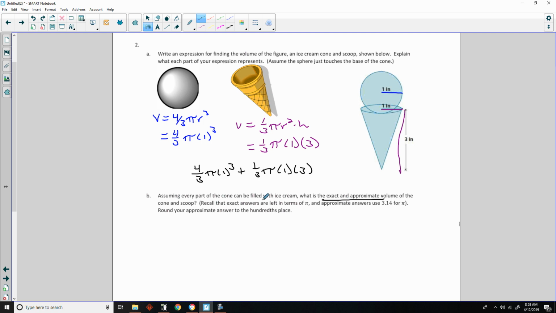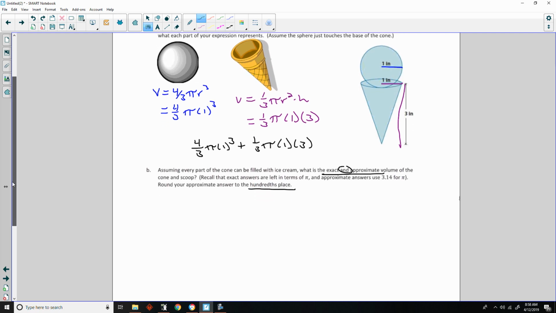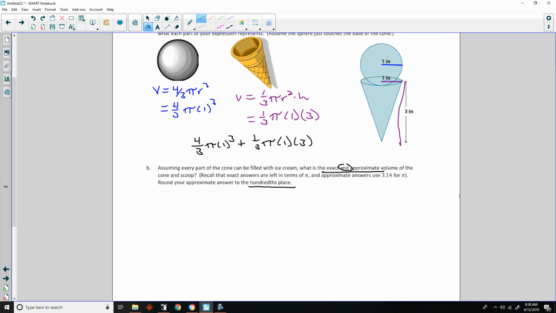Recall that exact answers are left in terms of pi and approximate. Oh, it's asking for both. Okay, that does make sense then. Exact and approximate. So they want both. One in terms of pi and one using 3.14 as an approximation. Round your approximate answer to the hundredths place. Okay, so we always come back and read that again. But here we go. So I'm going to go back to blue, and I'm going to solve this.